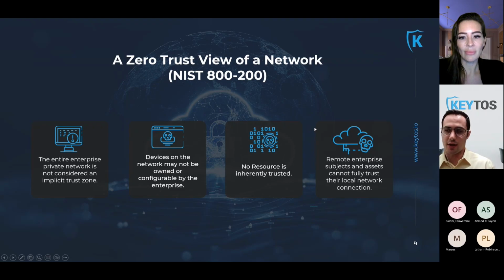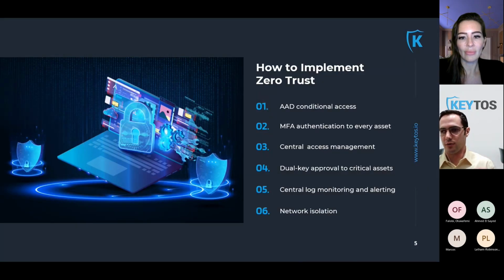Now that we have the NIST definition of zero trust, let's jump into how to implement it, because at the end of the day the goal of this webinar is for you to come out with a plan of the things we have to do to implement zero trust. We're going to focus on the Azure and Microsoft way of doing it, but everything we're saying here can be translated to Okta, AWS, or anything like that.